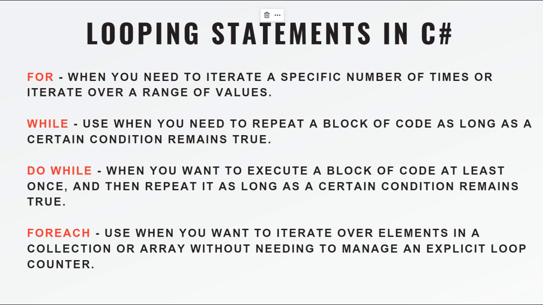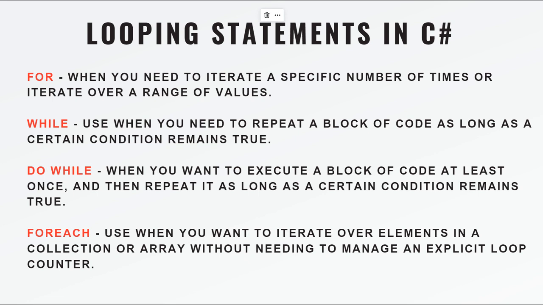Great! Now that we have covered the for, while, and do-while loops, let's recap what we have learned about looping statements in C#. Looping statements are crucial in programming as they allow us to repeat a block of code multiple times. The for loop is ideal when we know the number of iterations in advance. It consists of an initialization, condition, and an increment or decrement statement.